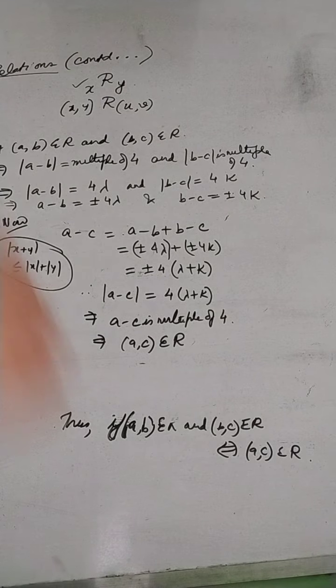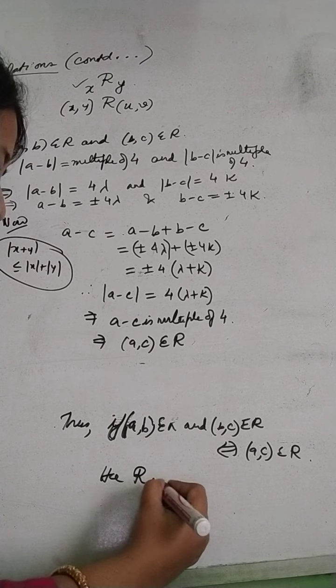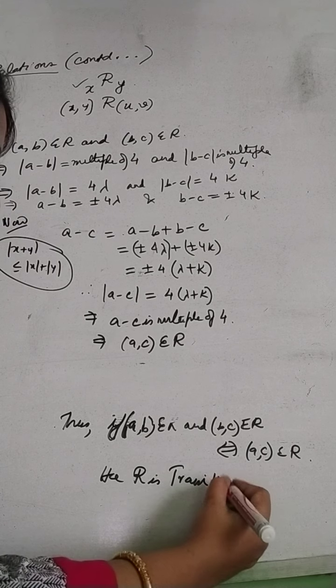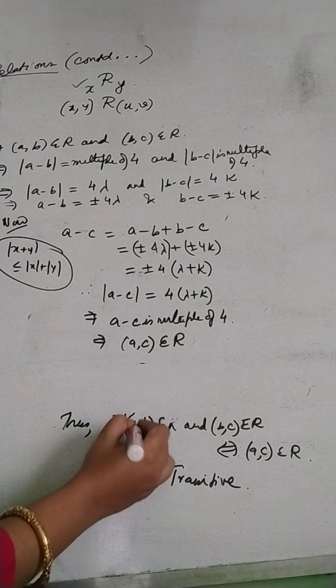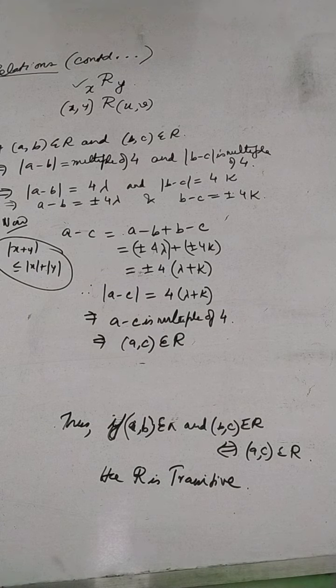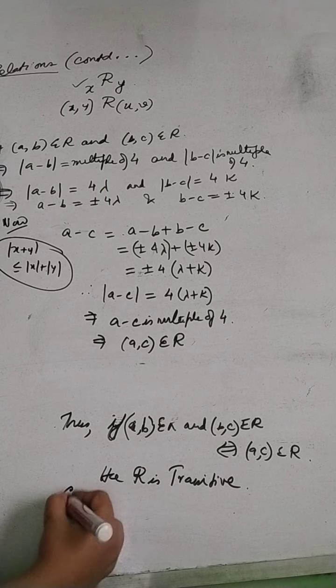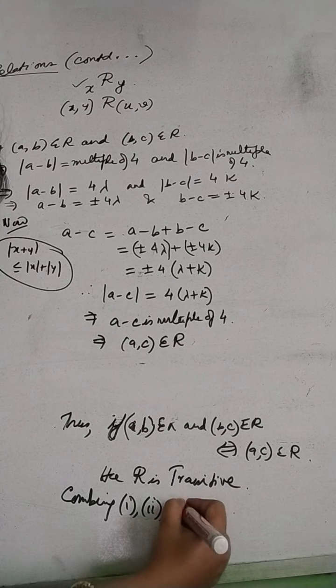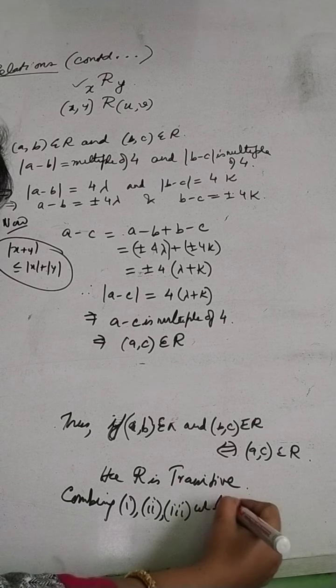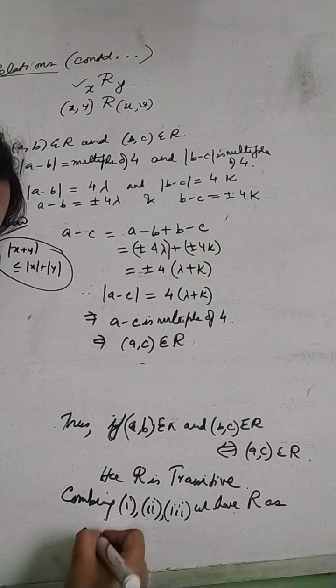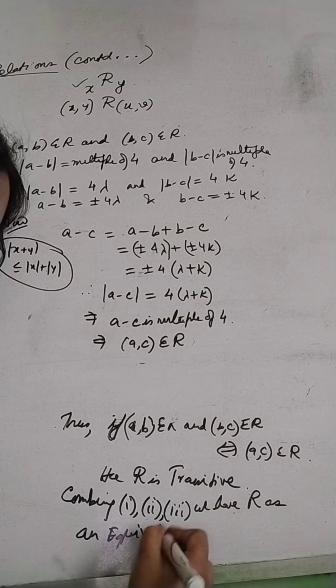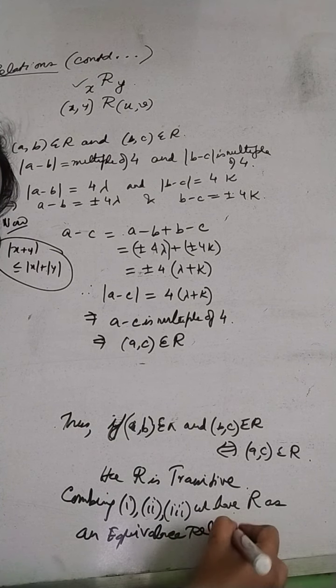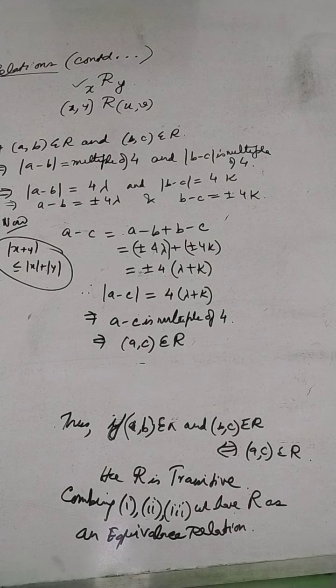And hence, what is R? Therefore, R is transitive. And the final sentence will be that since it satisfies all these three properties, therefore R is an equivalence relation. That is, finally you will write combining 1, 2, 3, we have R as an equivalence relation. Okay, so combining this, we can say that R is an equivalence relation.